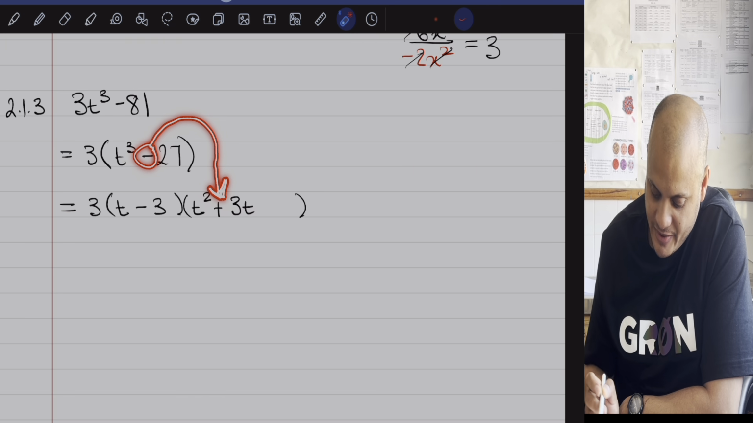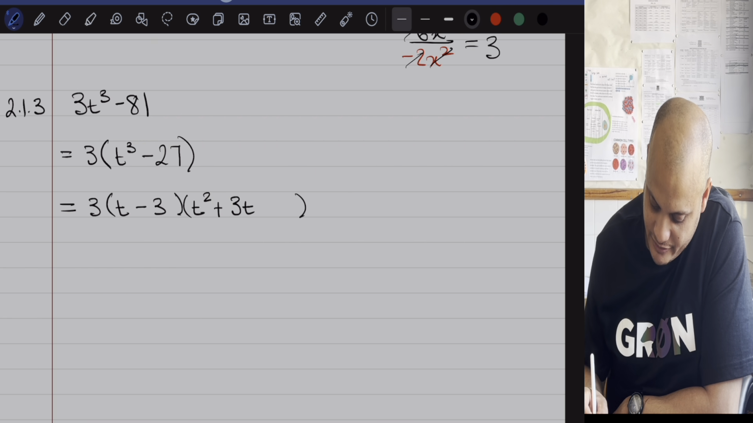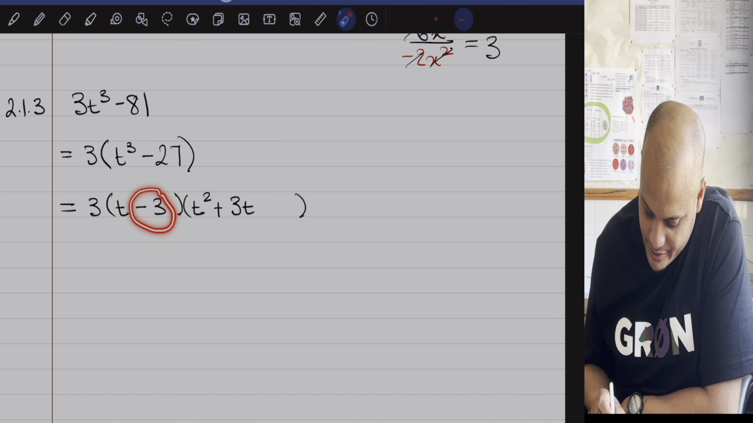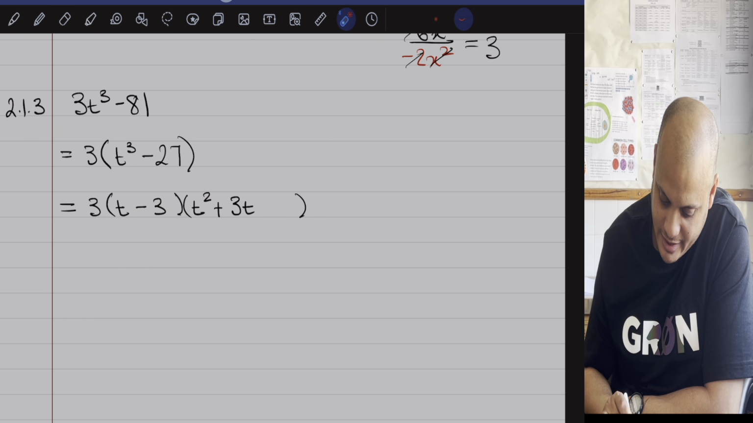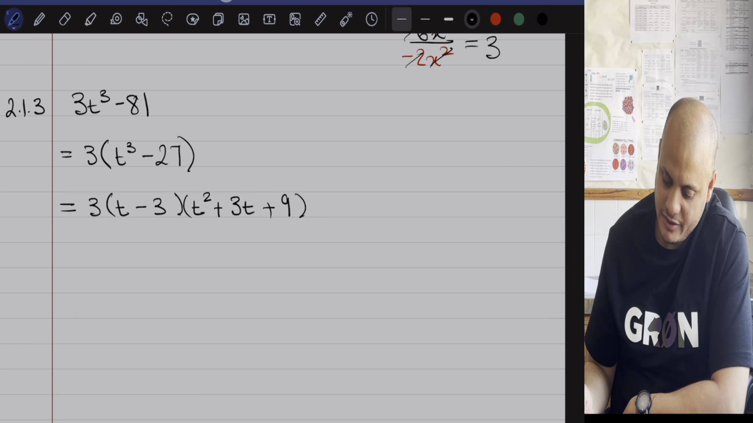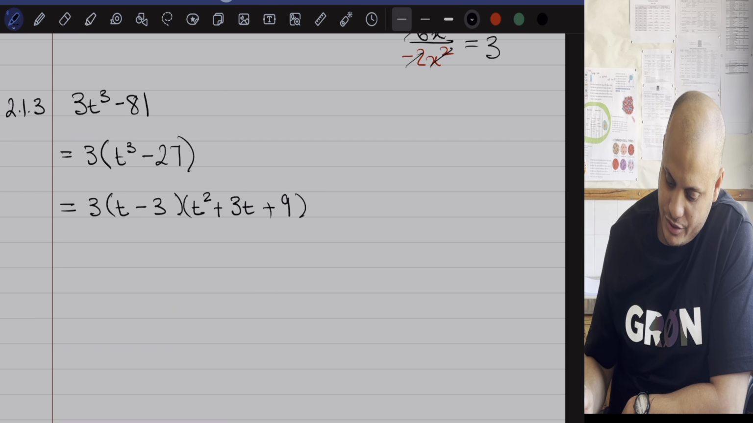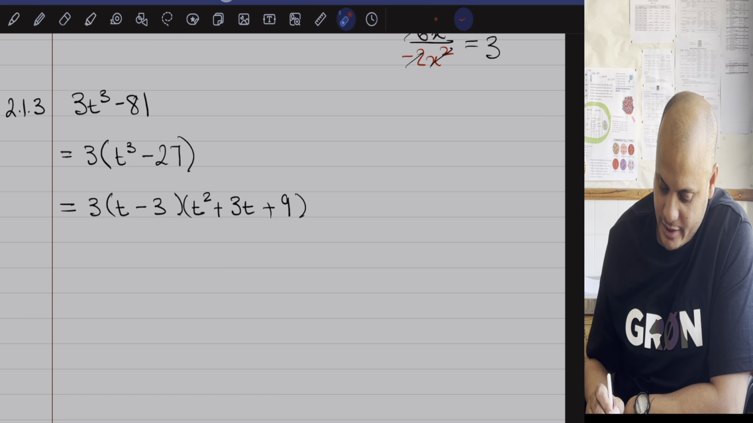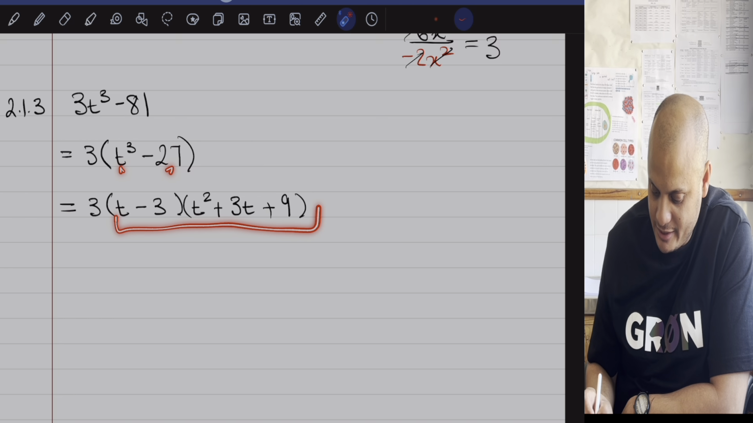It's a difference of two cubes, so I know that my middle term will carry a positive, the opposite sign. And then the last term will be given by, well, what do I multiply this negative 3 with to get negative 27 again? And that would be positive 9. So positive 9 times negative 3 gives us negative 27, and that should then finish off your factorization. Your difference of two cubes is now fully factorized.